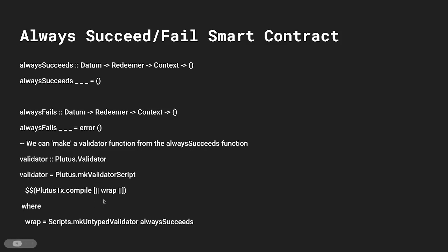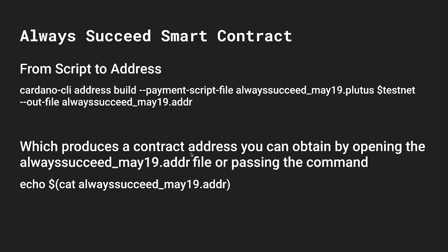And then after you've created your functions, in this case the always succeed, you can create a validator function which you can use in the compilation process, which we'll see shortly. In this case, we have a Plutus smart contract, of the type .plutus, which is going to be created. And from it, we can derive an address. We can call it always succeed May 19 address, as we are on May 19 today.